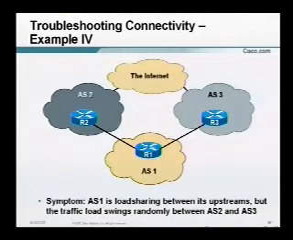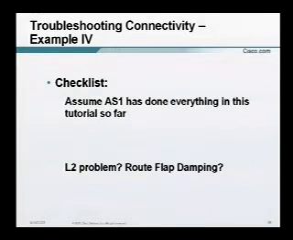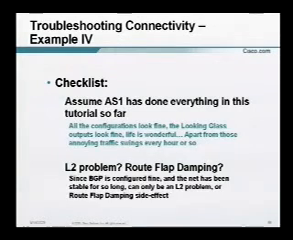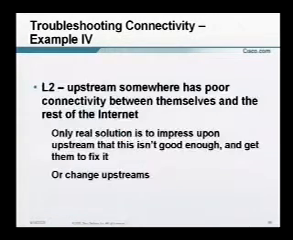Okay, example 4. Probably don't quite have time to go through this, but again, looking glasses. Try and figure out layer 2 problems. Route flap damping can cause an issue as well. Route flap damping can cause interesting and unknown things to happen on the network.